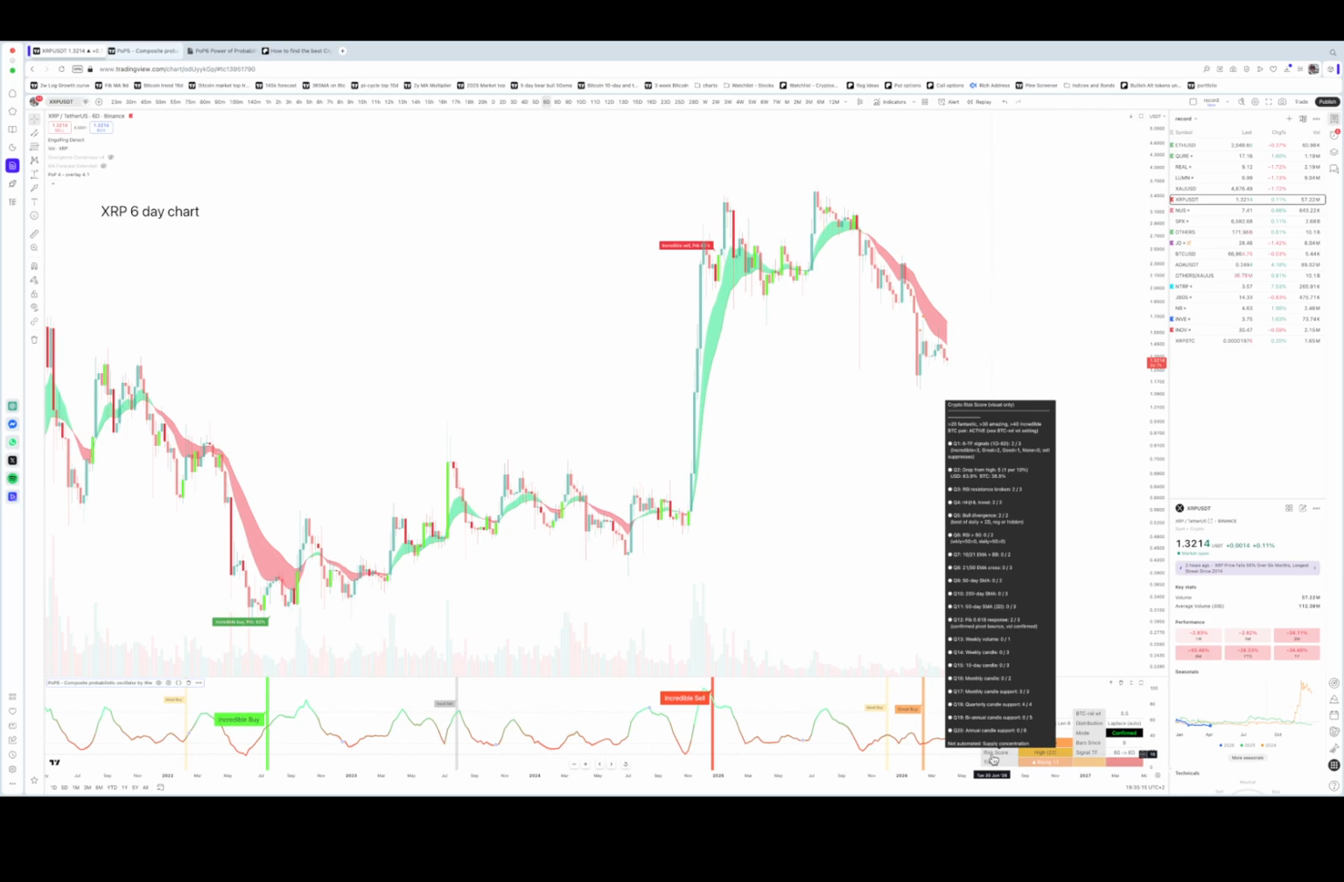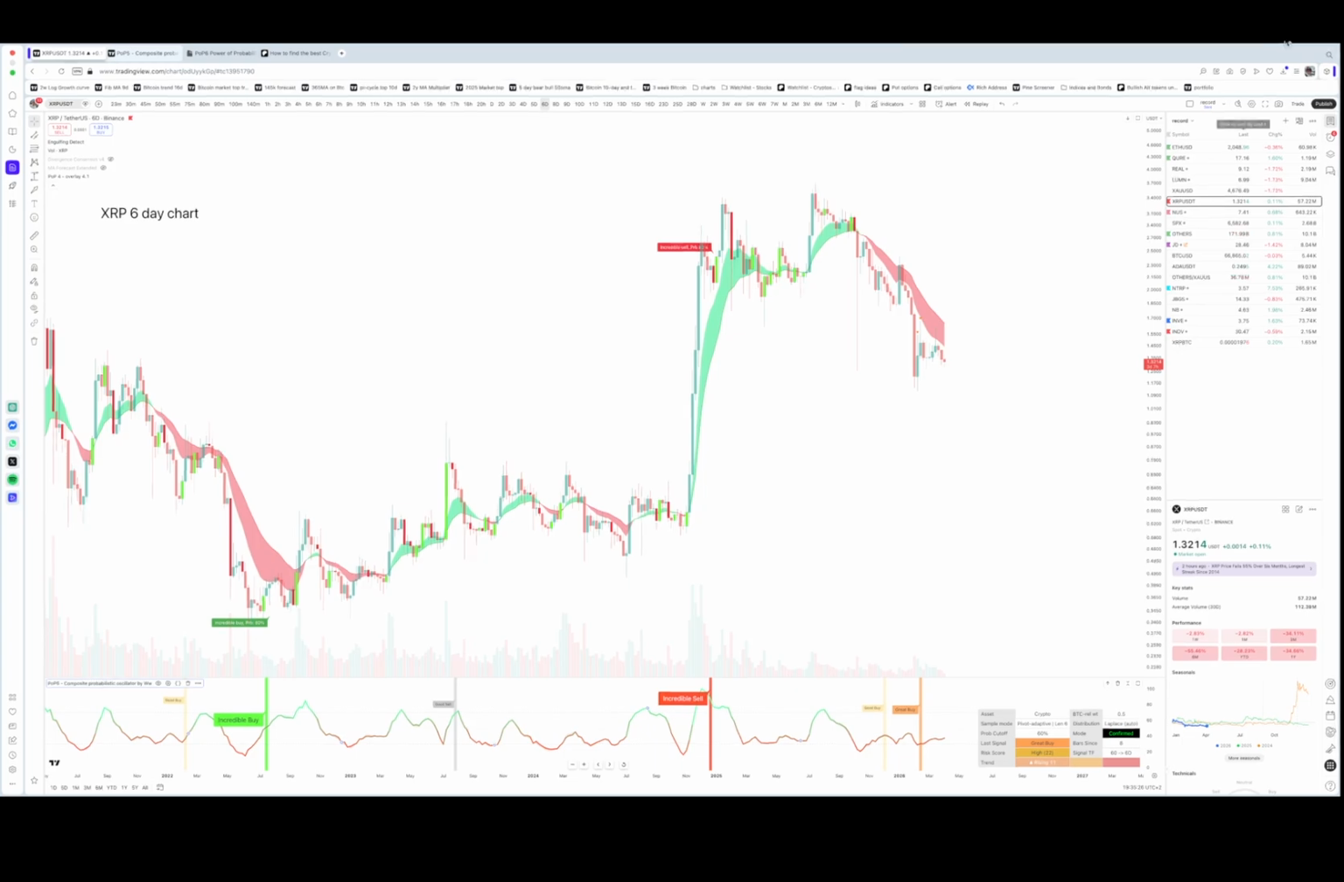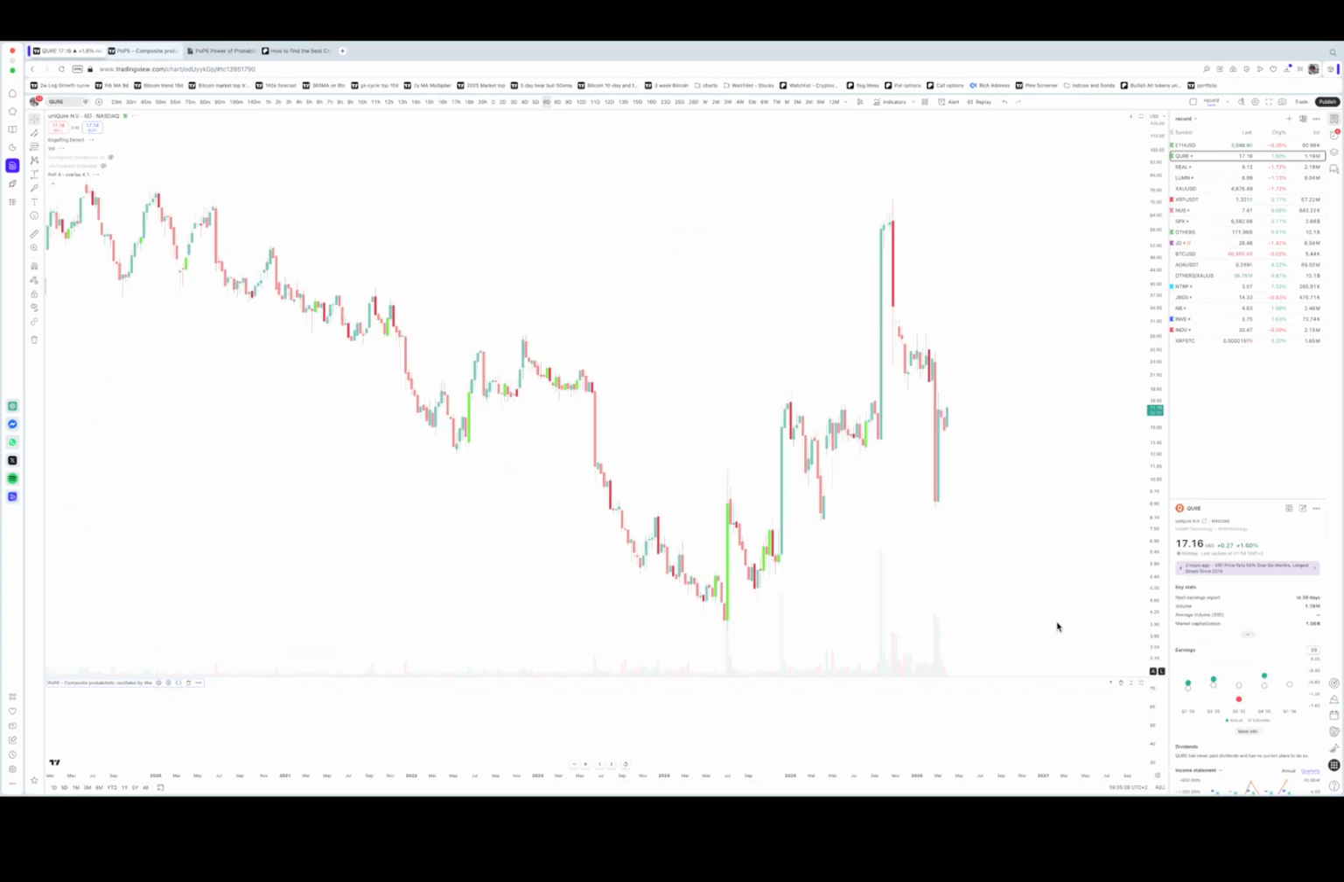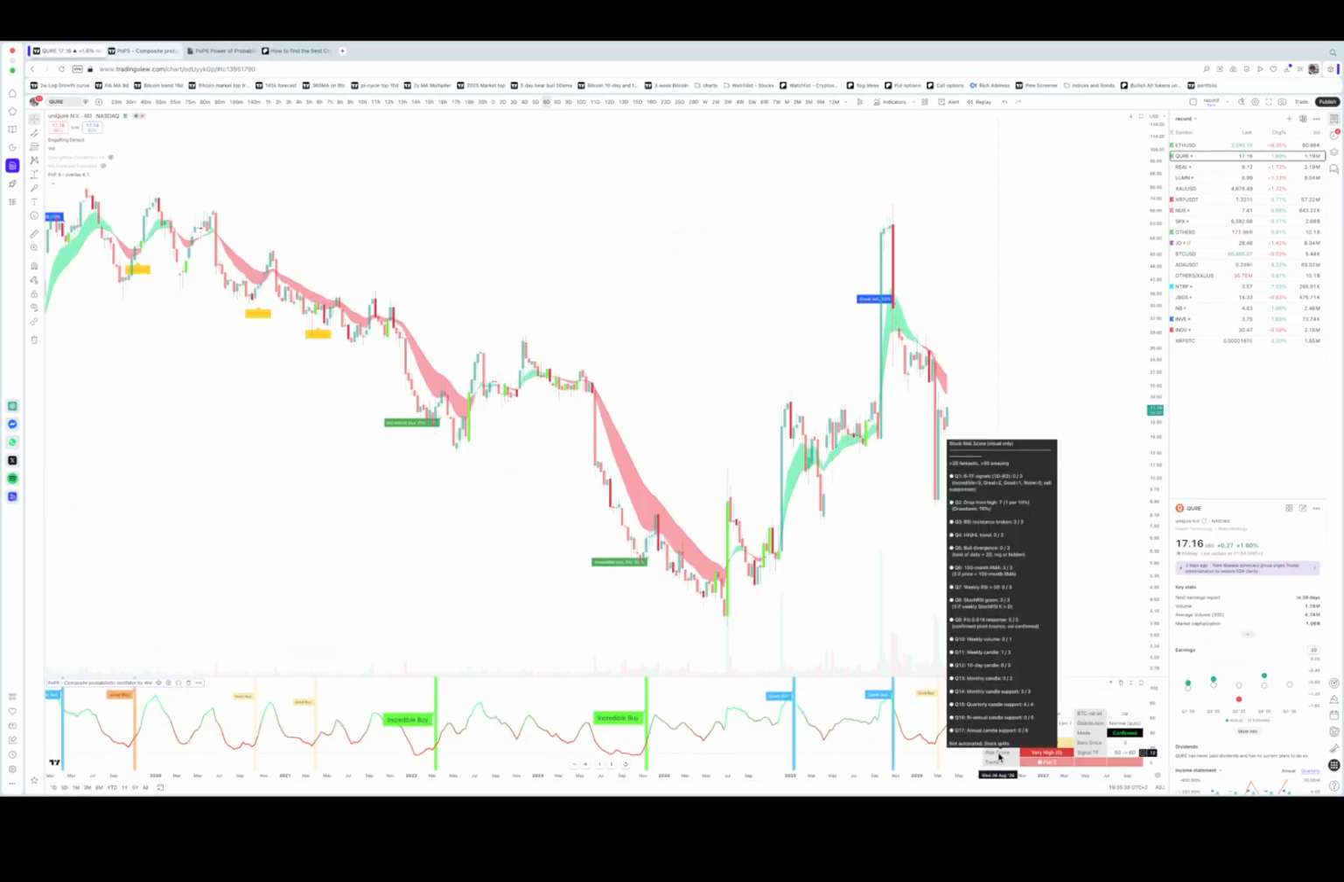So here it is now. It's introduced automatically. It will change per asset class. You can see we're looking at a crypto here at the top of the tooltip, but if I change this to a stock, it will change automatically.